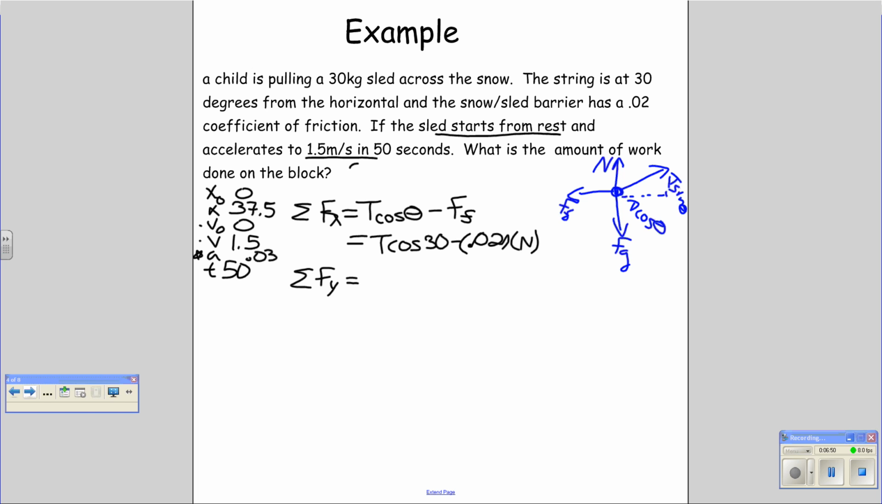Sum of forces in the y. You have positive, you've got the normal force, plus T sine theta, minus force of gravity, which in this case is 30 times 10, so 300.